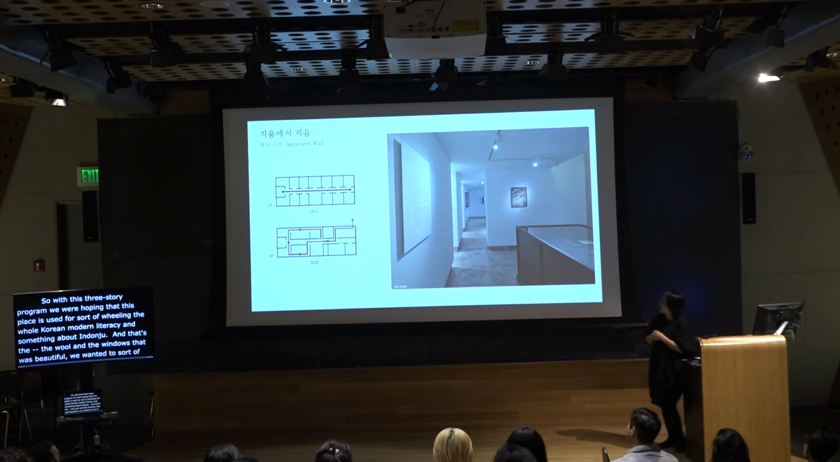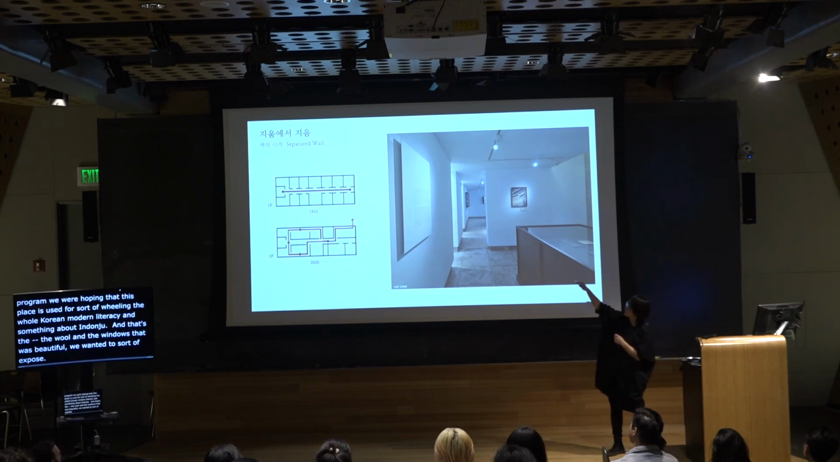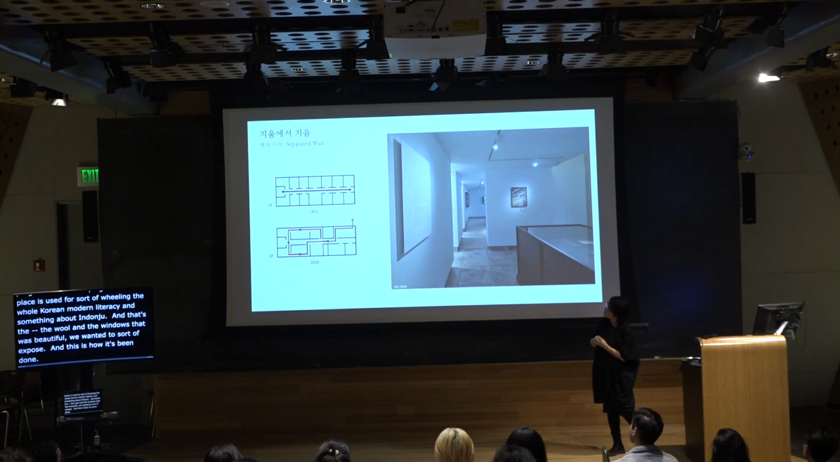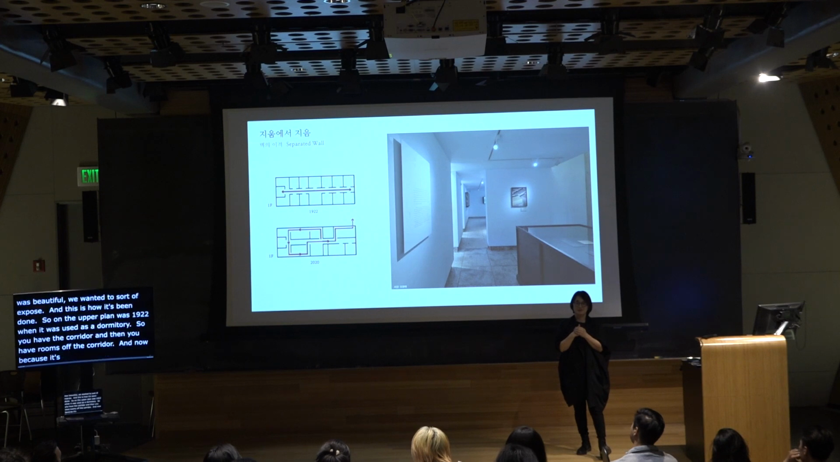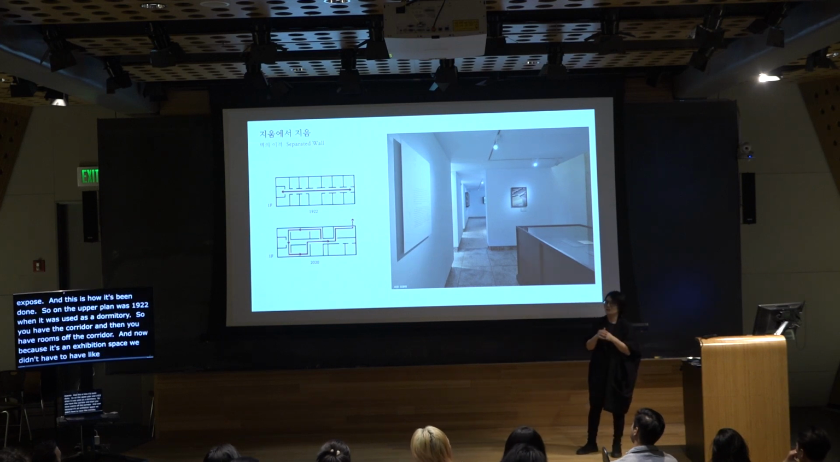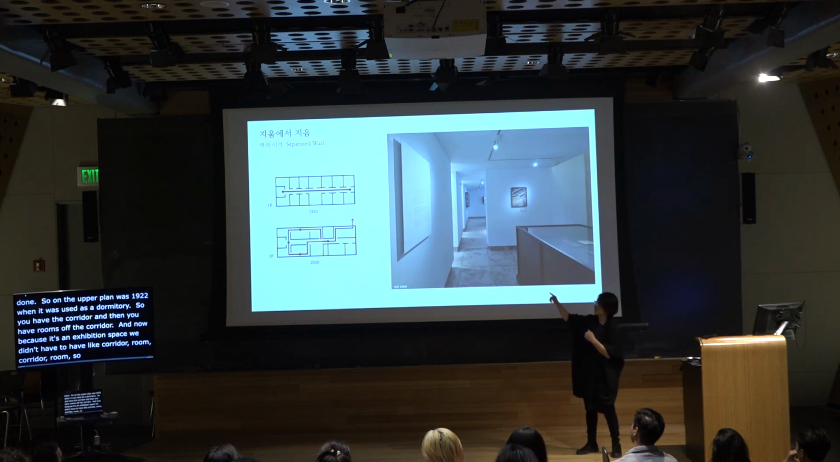And this is how it's been done. So the upper plan was 1922, when it was used as a dormitory. So you have a corridor and rooms off the corridor. And now, because it's an exhibition space, we didn't need a corridor and room layout. So we recreated a new circulation off the external wall.